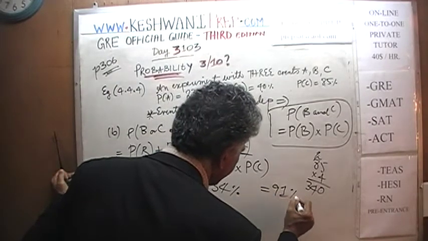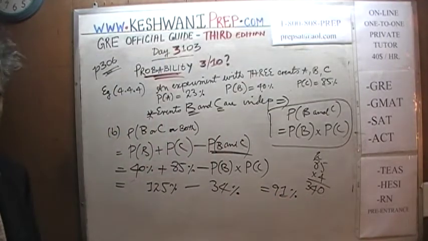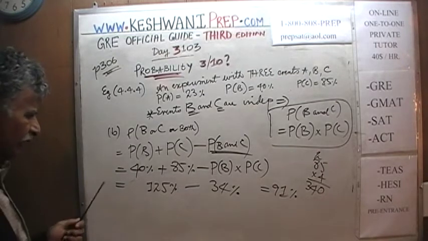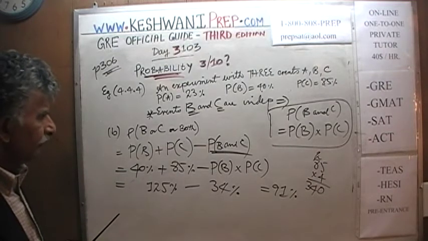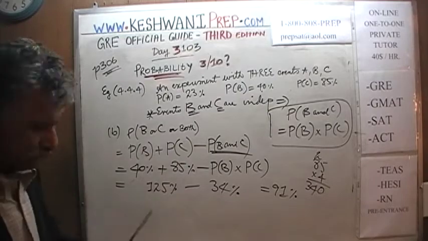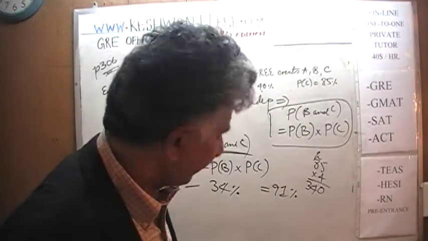That's it, and that's all there is. We could have done the same thing in terms of fractions if we wanted to. Let's just leave it here. It's already done. The answer is 91%.